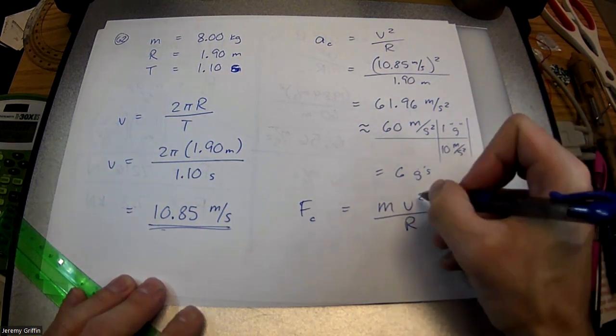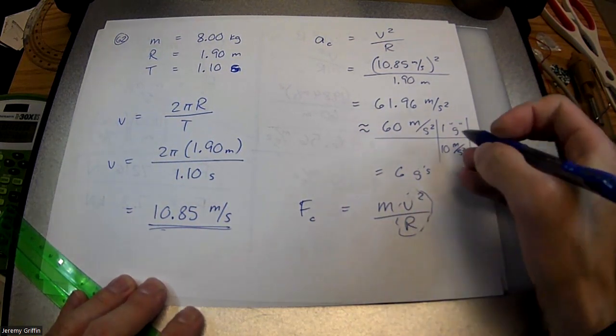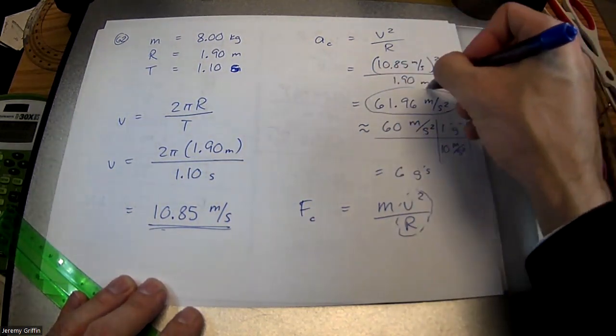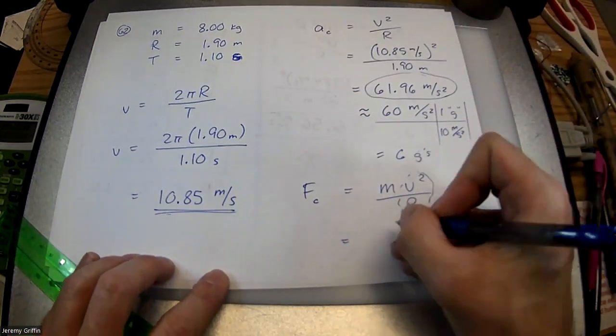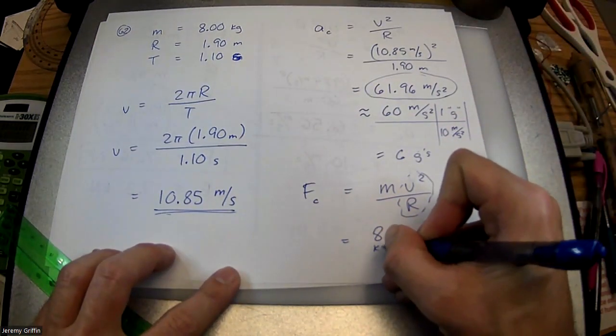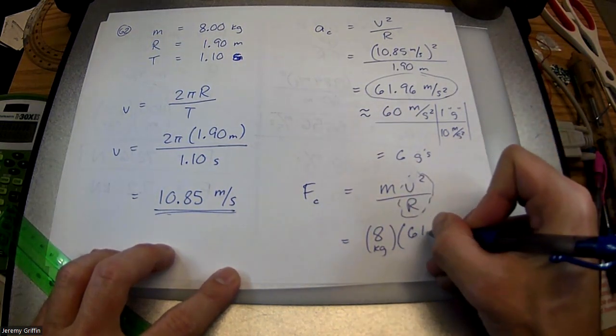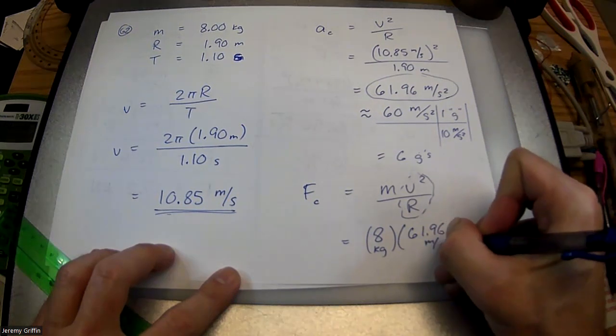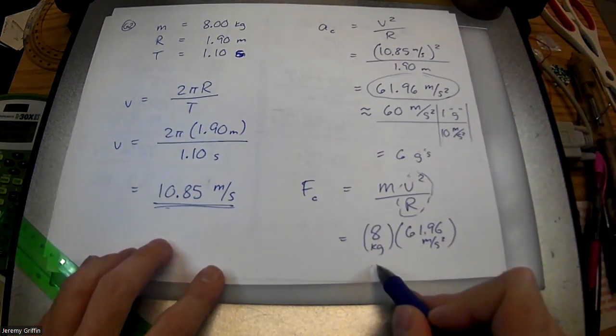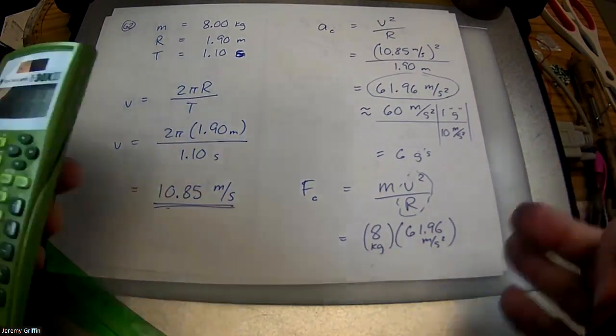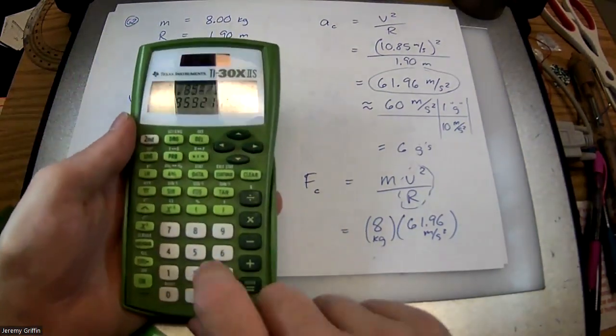Okay. And the v squared over r bit we already solved for. That's this right here. Okay, so I need the mass of the hammer, which is this many kilograms, times v squared over r, which came out to be this many meters per second squared. That's kilograms and meters and seconds. It's going to give me so many newtons.